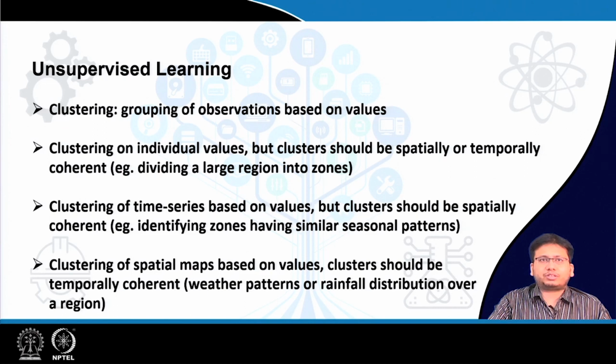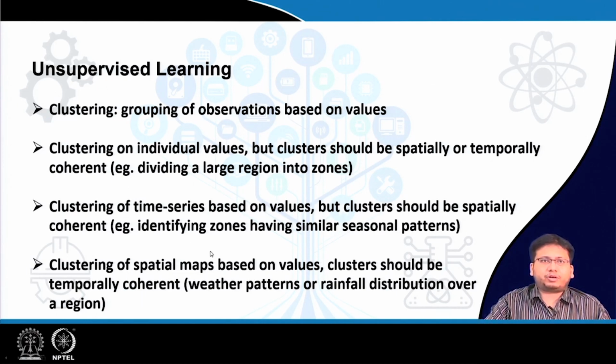Then there are unsupervised learning problems, for example clustering. Clustering, we know, is the task of grouping observations based on their values. Clustering can be done on the individual values of the observations, but often in the domain of earth sciences it comes with an additional constraint that the clusters we get should be spatially or temporally coherent. For example, we may want to divide a large region into zones, but those zones should be contiguous, or should have some kind of meaningful shape, otherwise it may not make great sense.